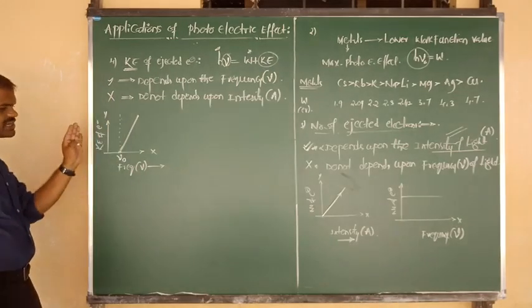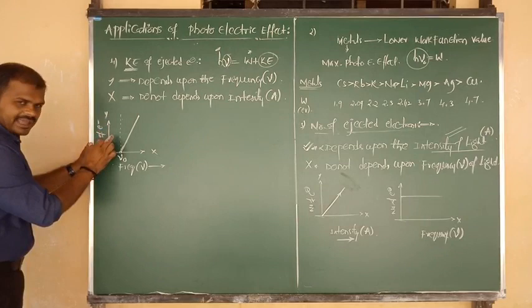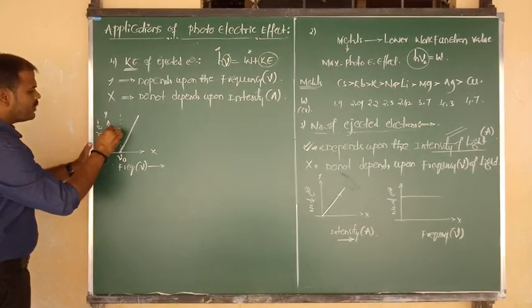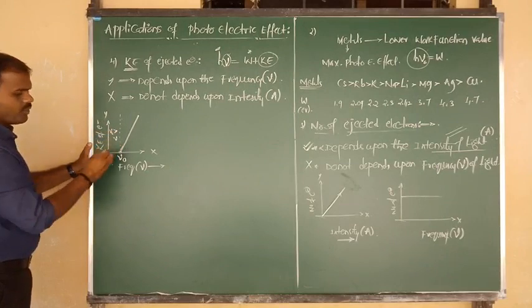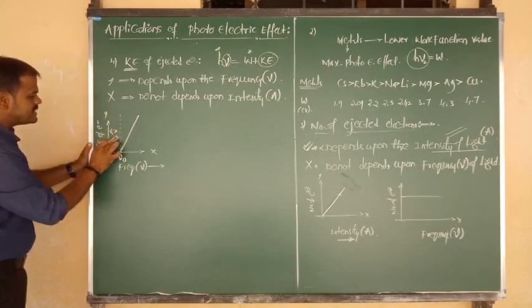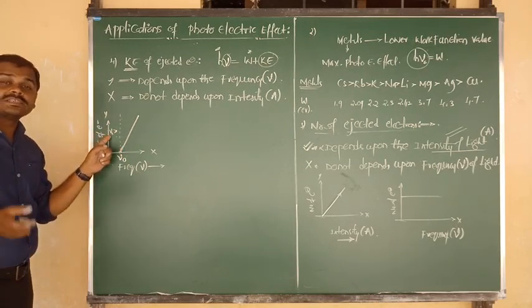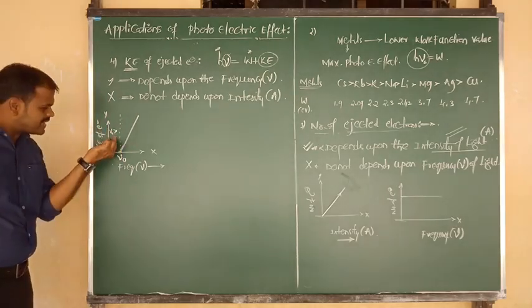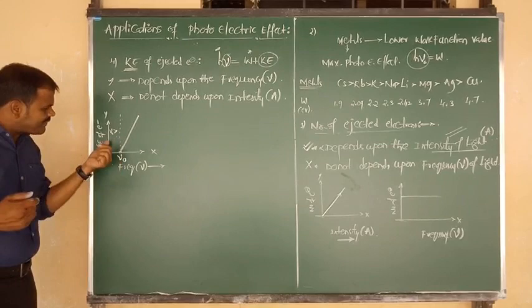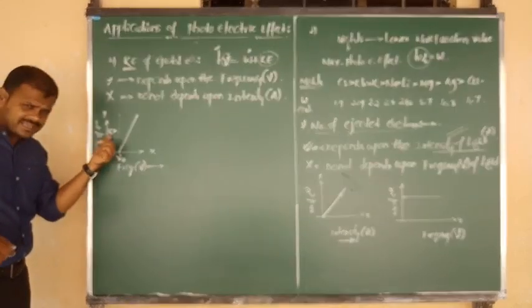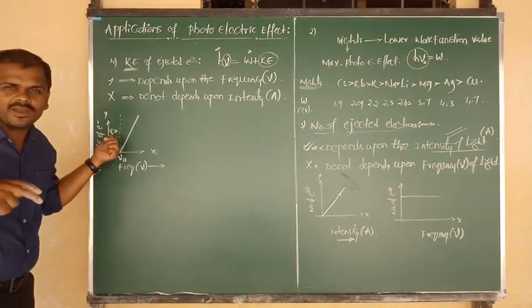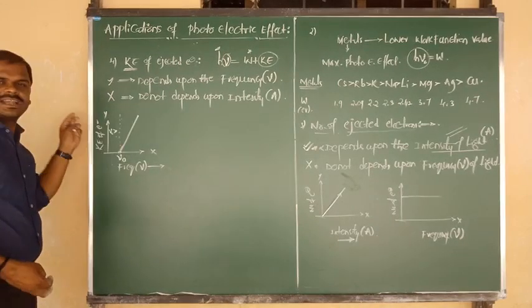So below this dashed line, in this area, nu naught is greater than nu. Which value is more? In this area, nu naught, the threshold frequency, is more. So before this dashed line, in this area, the threshold frequency is more, which means you can't see the photoelectric effect. You can't see the ejected electron.